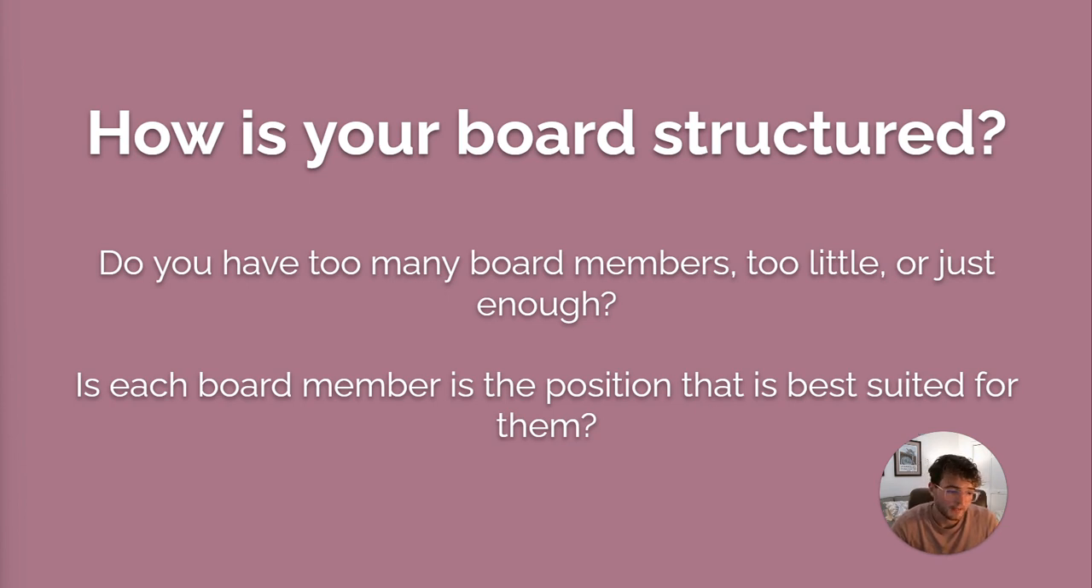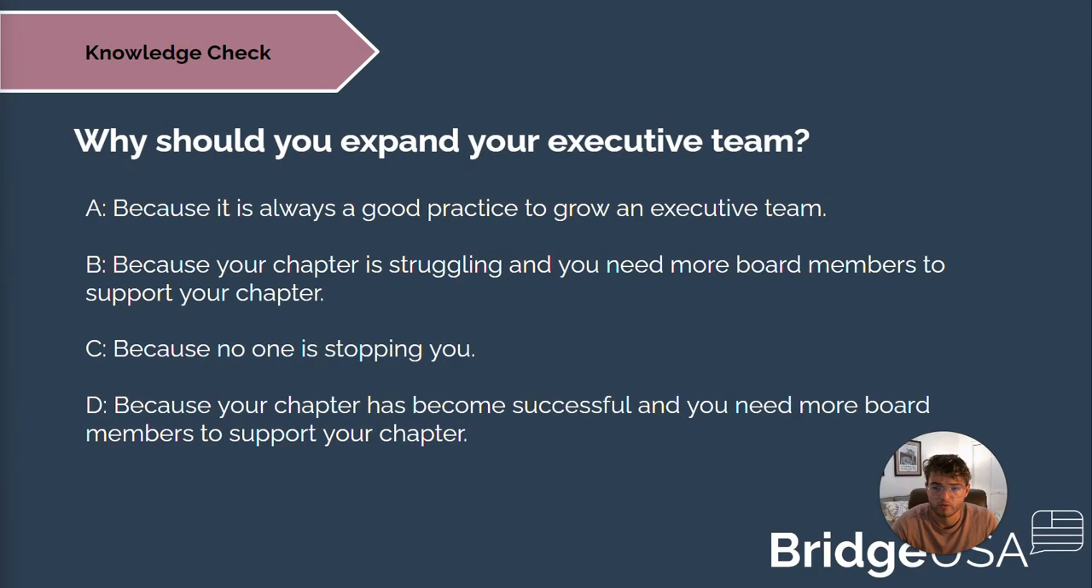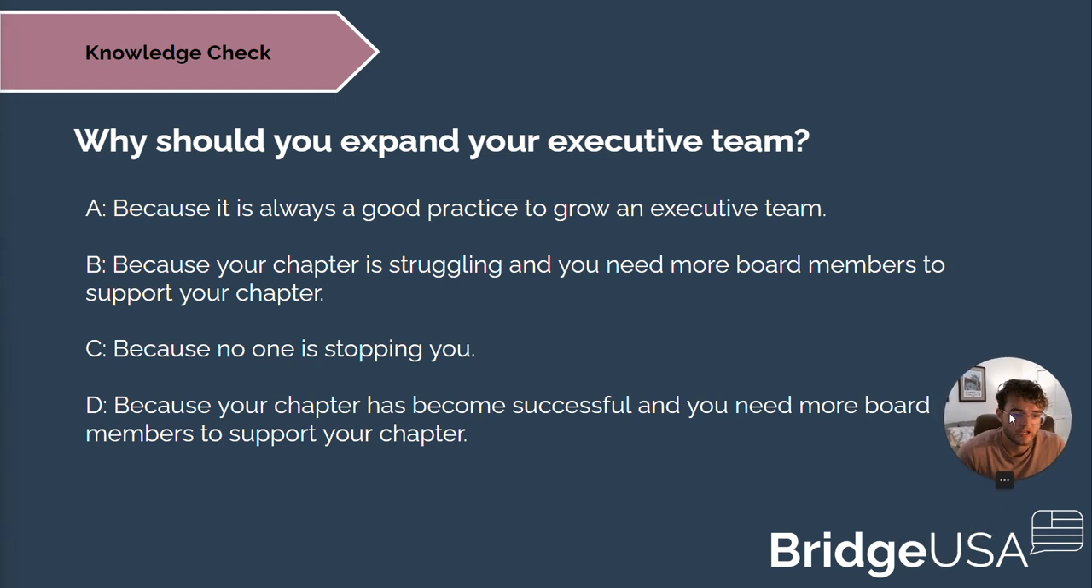So now that we talked a lot about team structure, the need for team structure and its rationale, let's do a quick knowledge check. Why should you expand your executive team? And a few options here. Option A, because it is always a good practice to grow an executive team. Option B, because your chapter is struggling and you need more board members to support your chapter. Option C, because no one is stopping you. Or option D, your chapter has become successful and you need more board members to support your chapter. You can pause the video here if you'd like, and I'm going to reveal the answer.